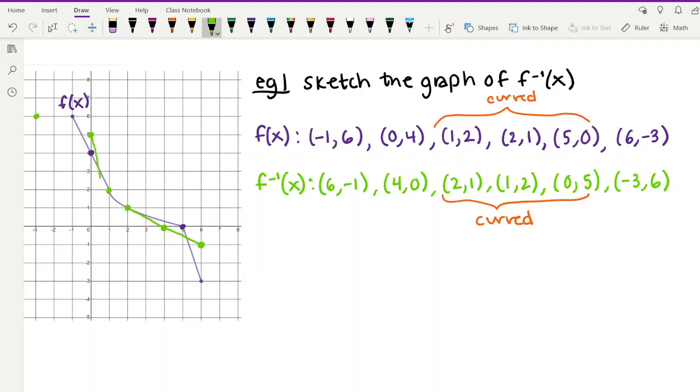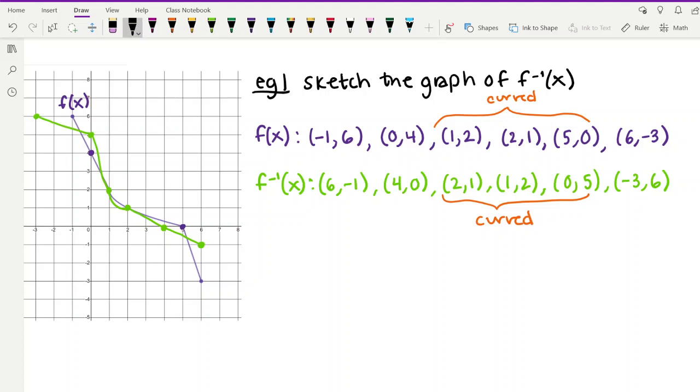So it's going to be more like that. I didn't do the best job of that, but basically it should have the same kind of shape that the original function did. So there is our inverse function.